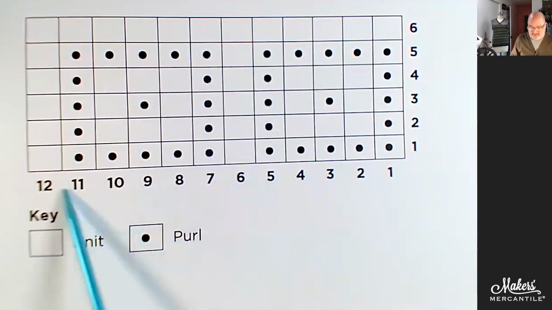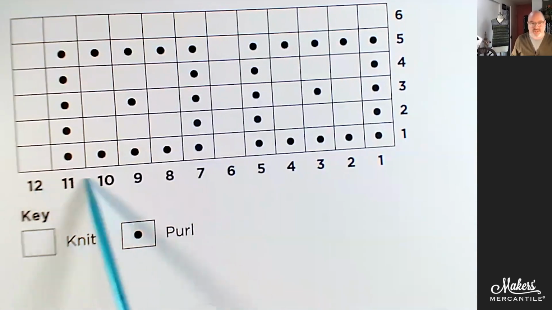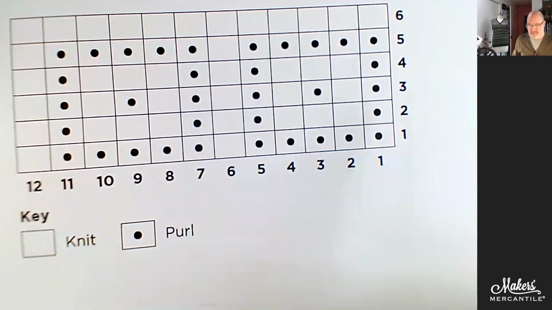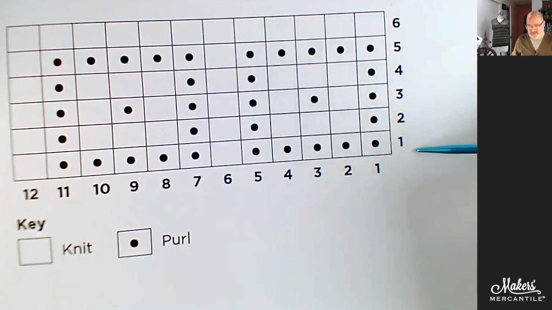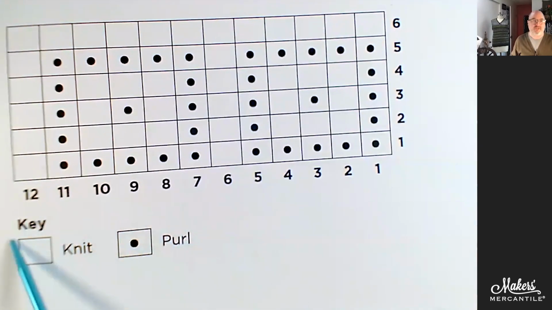So this is a chart in the round. Again, these are the stitch numbers down here. These are the round numbers. And this is the key or the legend. I think I say key throughout this entire thing. So that is what those are.